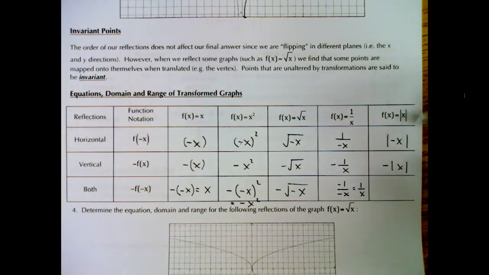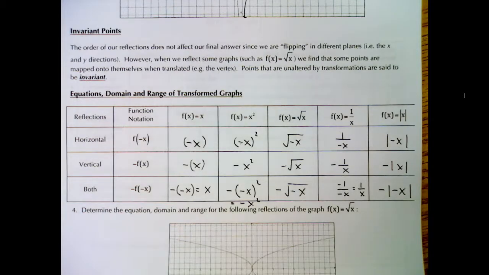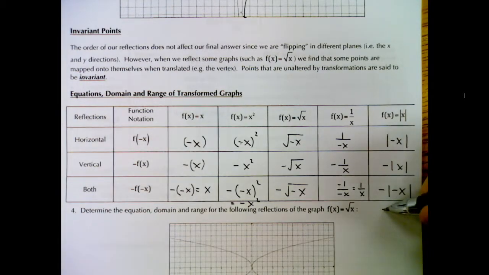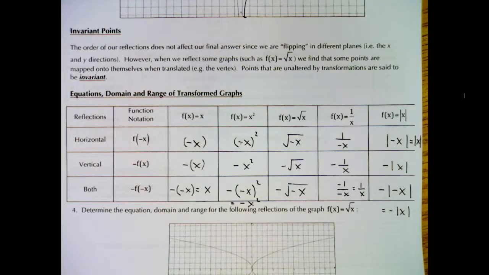For the absolute value, we'd have a negative inside and outside. Now, if you take the absolute value of a negative number, you do get a positive. So you could actually say that this is the same as this. And up here we could have said that, well, that's the same as this. Basically, what this means is if you do a horizontal reflection of the absolute value, it doesn't change the graph. Let's think about that for a second.